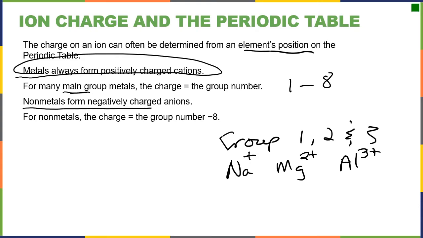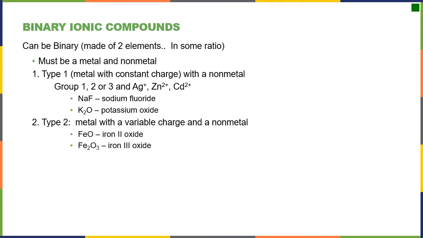We know nonmetals are going to form anions, they're going to become negatively charged. And one of the easiest ways to look at our nonmetals for the charge is we're going to take the group number that it's in and subtract 8. So if we have something like oxygen in group 6, for example, if we want to remember the charge on oxygen, we simply take 6 minus 8, and that gives us a 2 minus. Remember, we write the 2 before we write the minus.